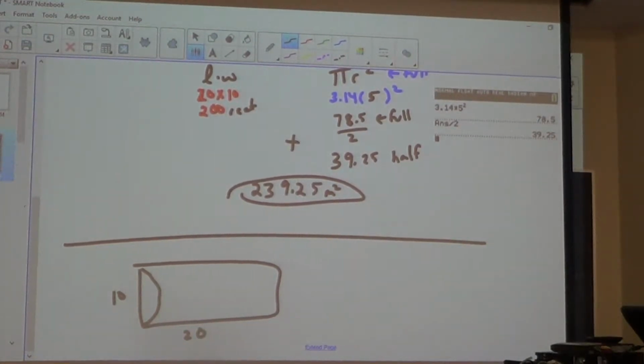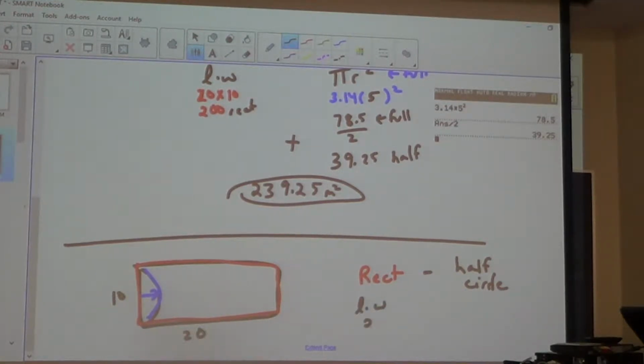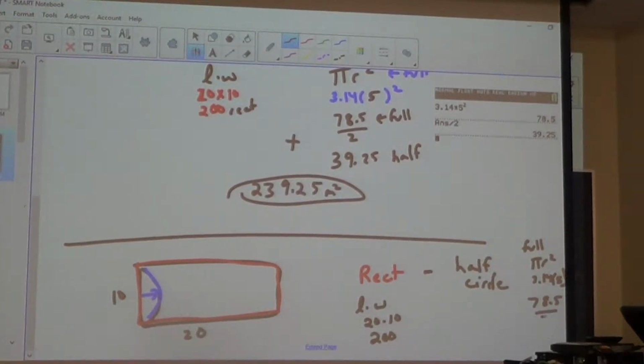So this one is going to be our rectangle, which is here, minus half a circle, because you're sucking it in. So we already know what a half of the circle is. So in that previous problem, we knew the rectangle was length times width, which is 20 times 10, which is 200. And your full circle is pi r squared, which is 3.14 times 5 squared is 78.5. Then we cut it in half. That gave me my 39.25. But because you're sucking in, that's why it's subtraction.